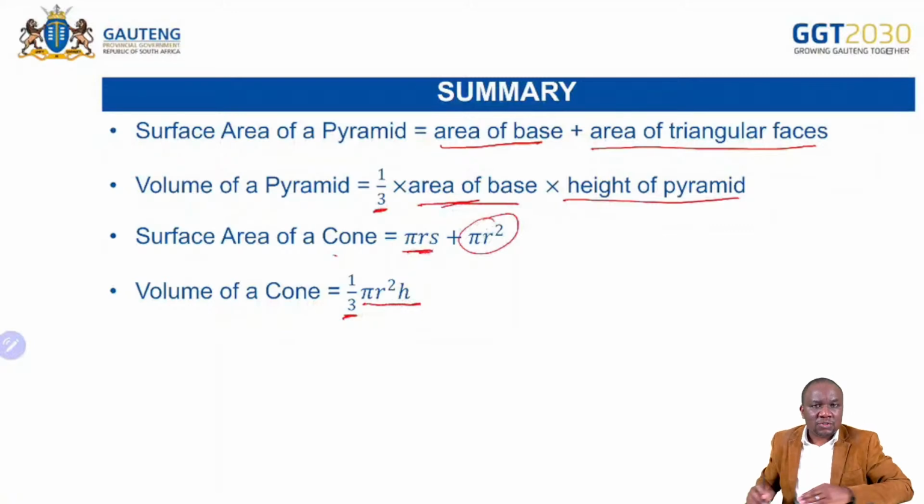Okay, right, that's what we have done today, grade 10s. We are done with the surface area and volume of 3D objects. In our next lesson, we're going to be doing linear number patterns.